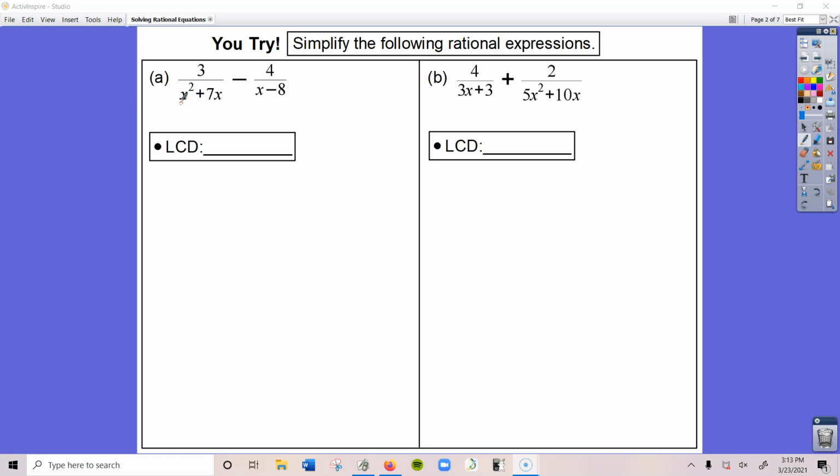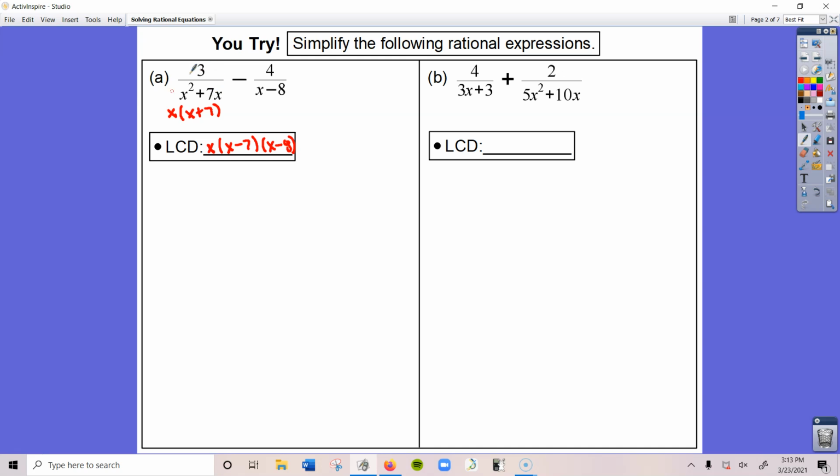Before I can subtract, I'm going to need to find this common denominator. This denominator can be factored to give you x times x plus 7. And this x minus 8 cannot be factored, so we leave it. The LCD is just all of these denominators multiplied together. So x times x plus 7 times x minus 8.